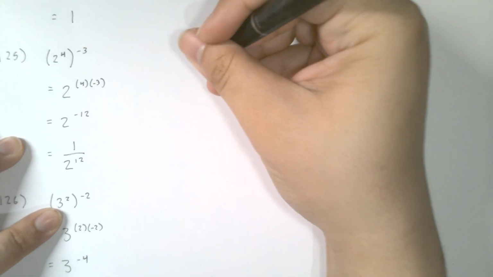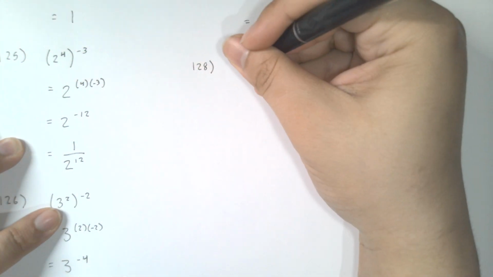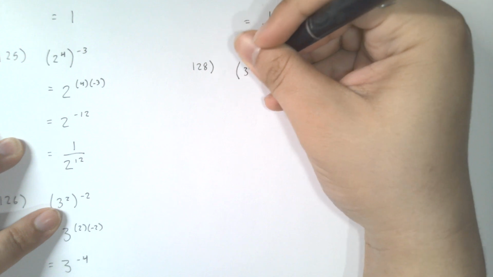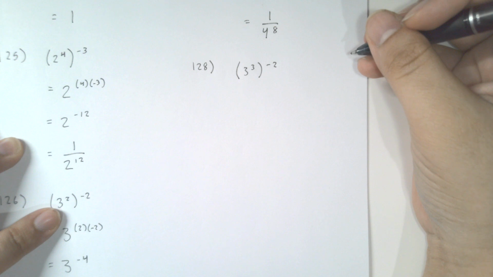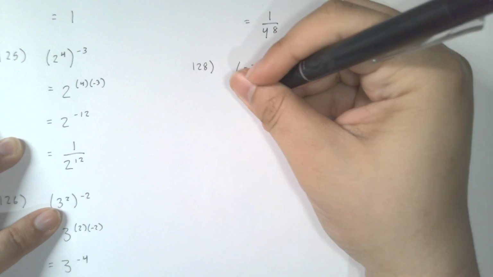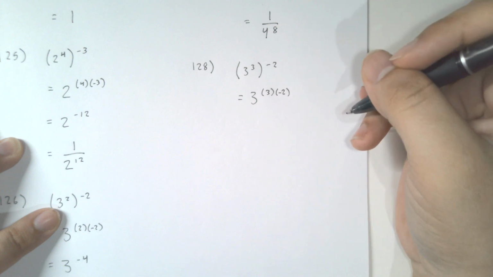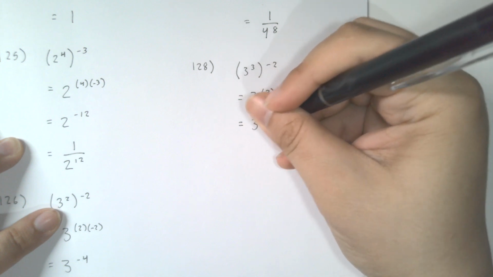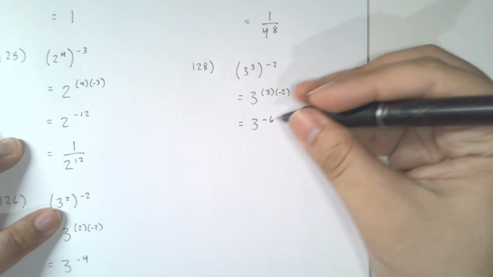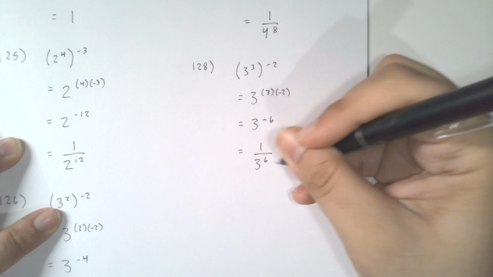For number 128, we have 3 to the power of 3 to the negative 2nd power. This is equal to 3 to the power of 3 times negative 2. 3 times negative 2 is negative 6, so we have 3 to the negative 6th power. And rewriting with a positive exponent, we have 1 over 3 to the 6th power.